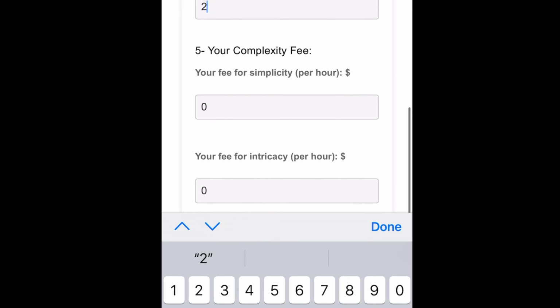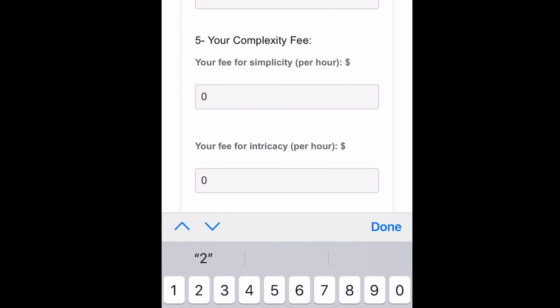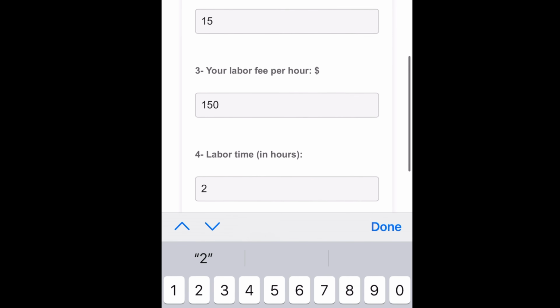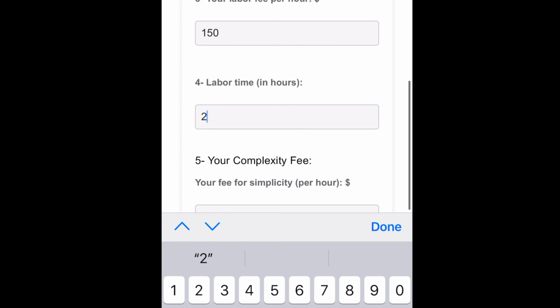Now, number 5. Now, pay attention to this section. The complexity fee is how simple or how intricate or difficult a project is. Your fee for simplicity per hour. Now, based on the information that we gather online, again, you don't have to follow this step by step, but you can also increase or decrease whatever you feel comfortable.